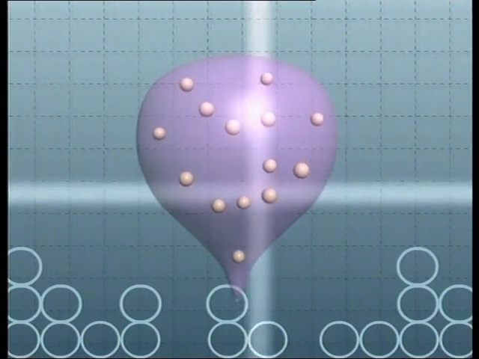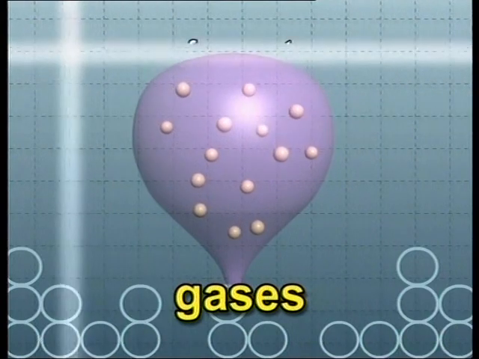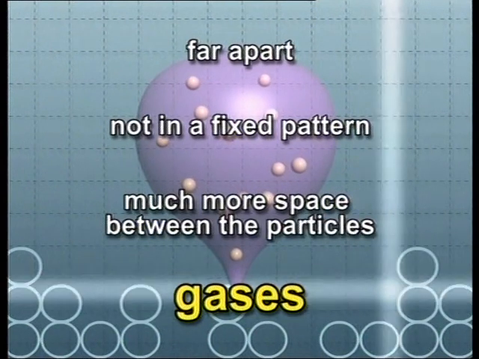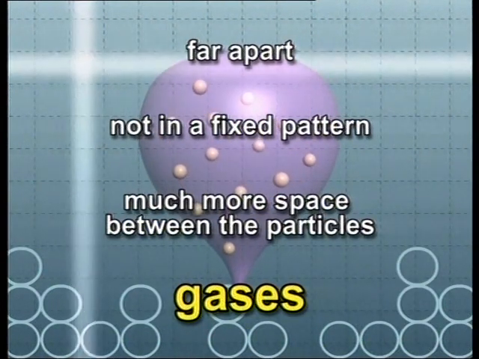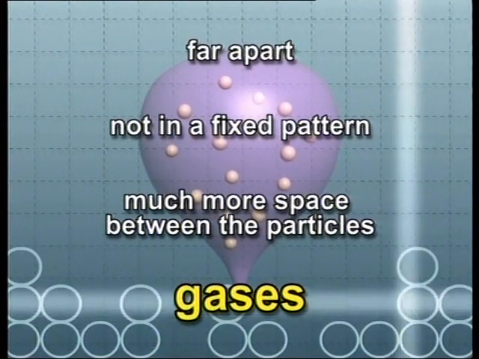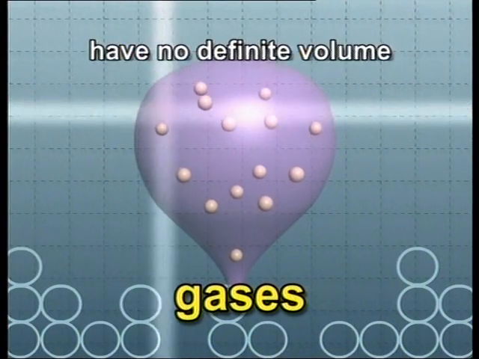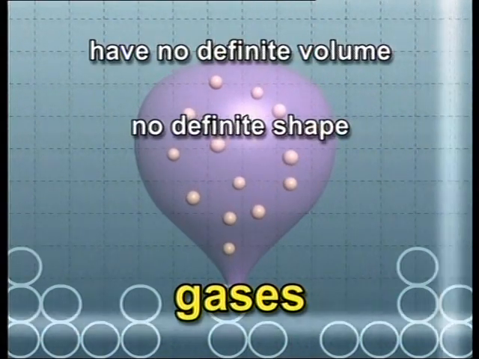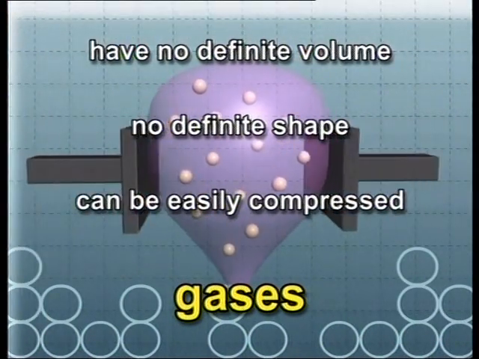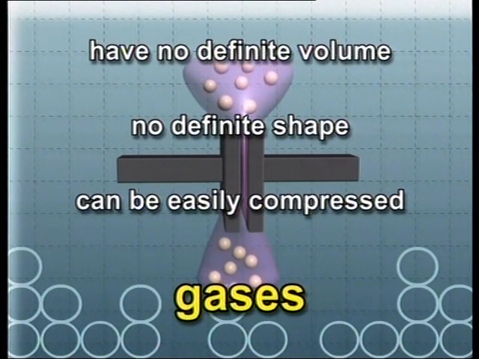This is the arrangement of particles in gases. The particles are far apart and are not in a fixed pattern. There's much more space between the particles. The arrangement tells us that gases have no definite volume and no definite shape. They can be easily compressed because the particles are far apart.